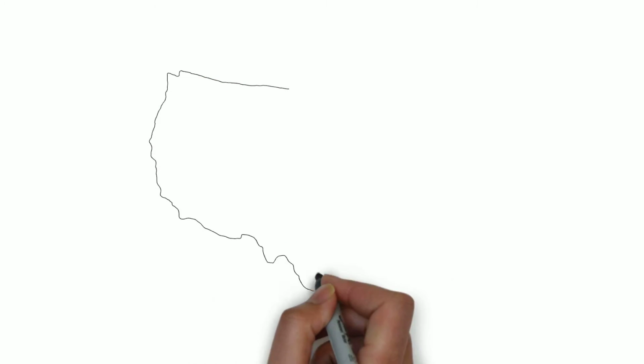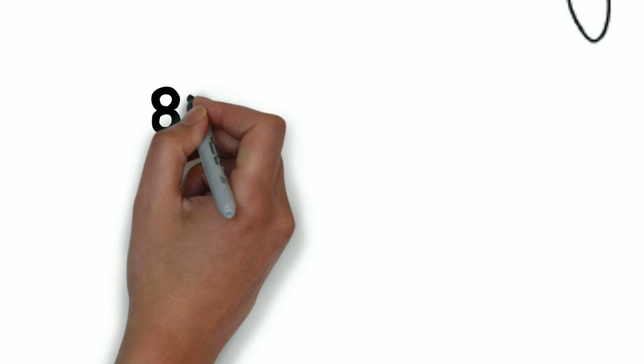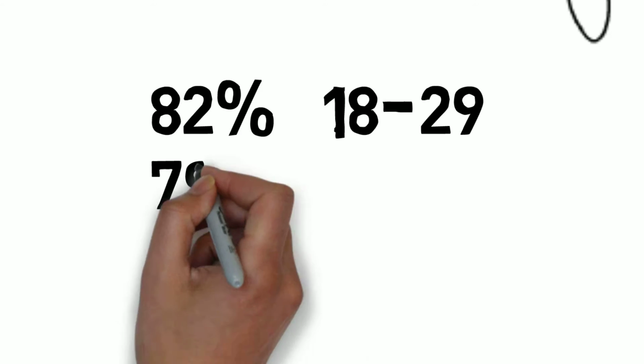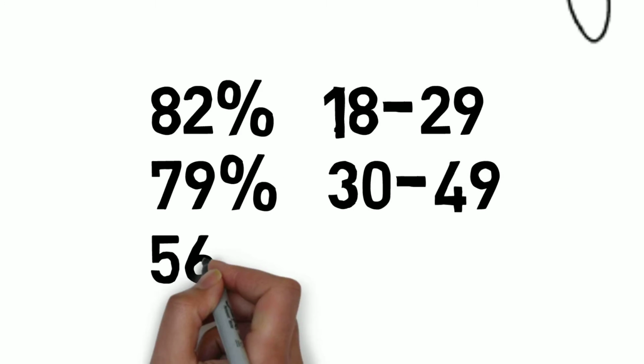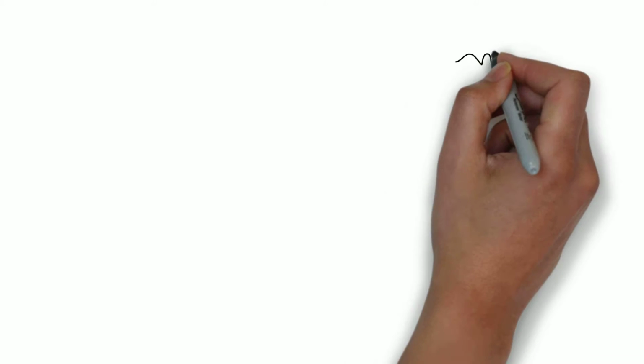82% between the ages of 18 to 29 are in the United States. 79% between the ages of 30 to 49 are in the United States. 56% between the ages of 65 and plus are in the United States.